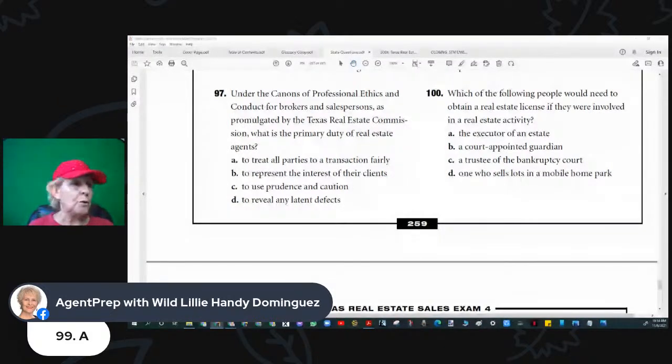So those of you who are coming in a little bit later, we are doing Texas State questions, and this is on exam number 4.